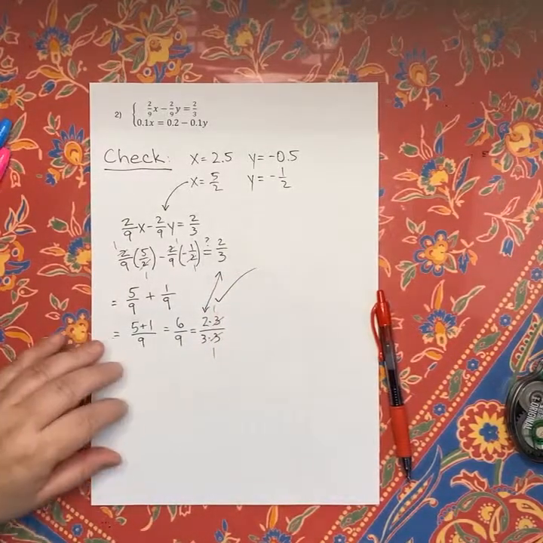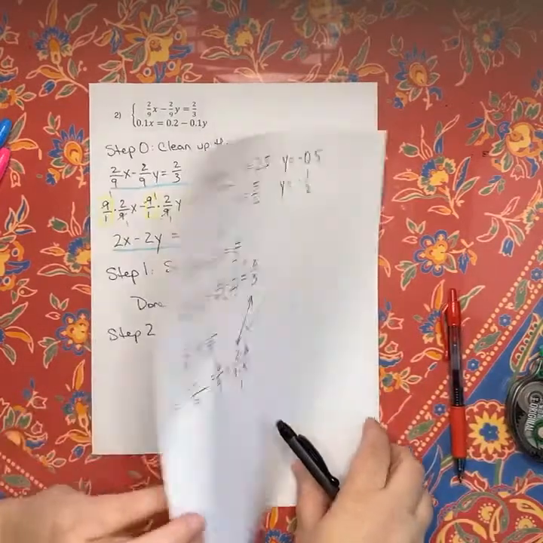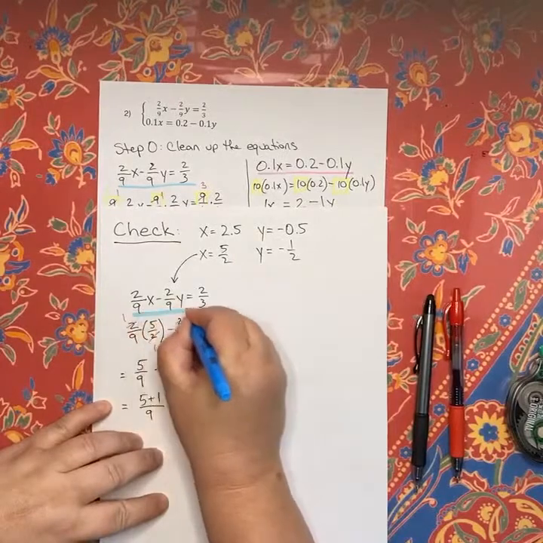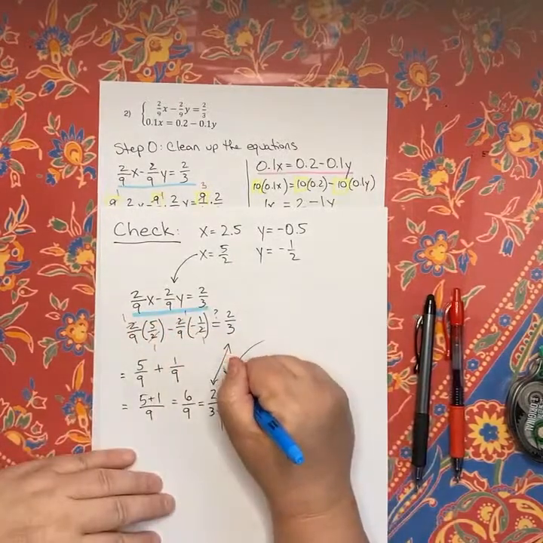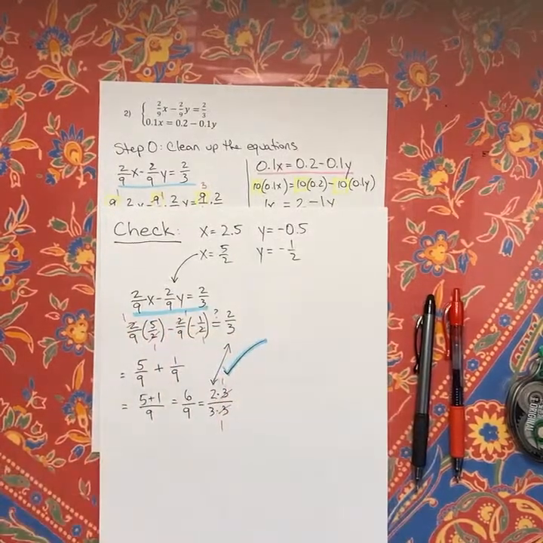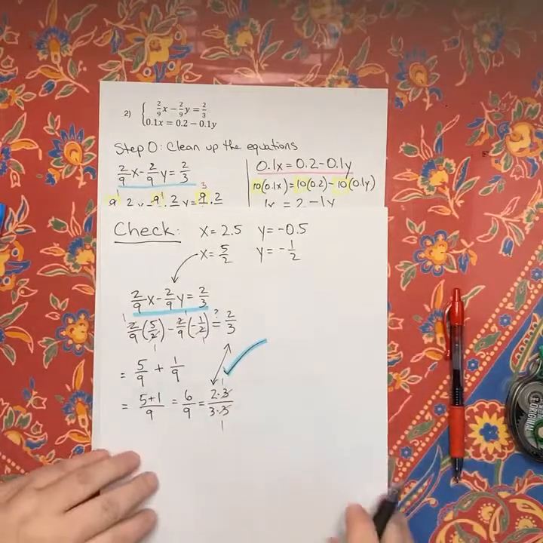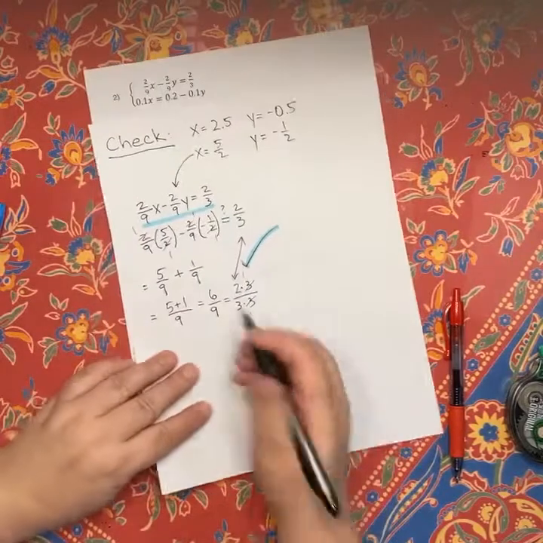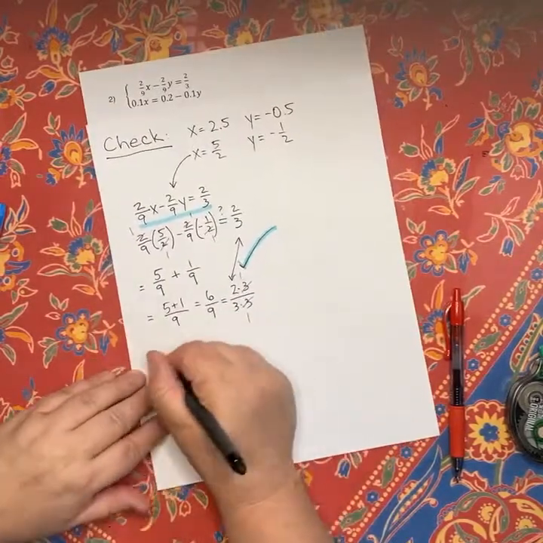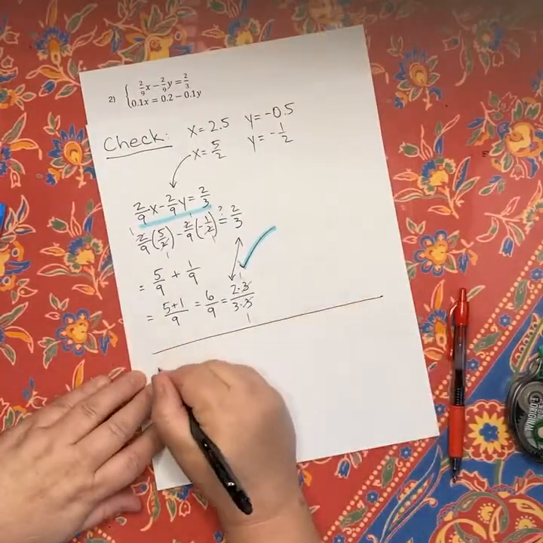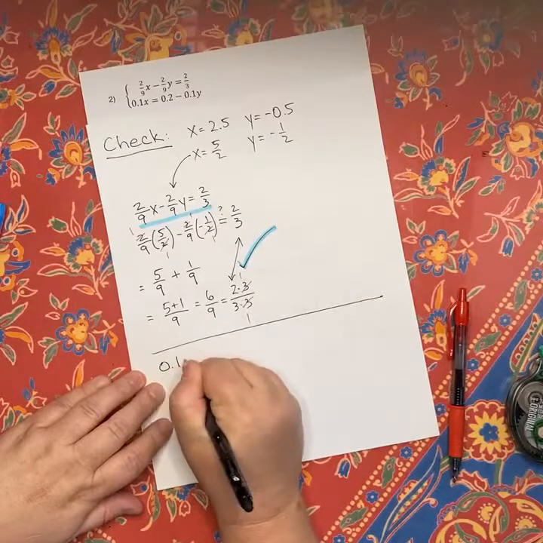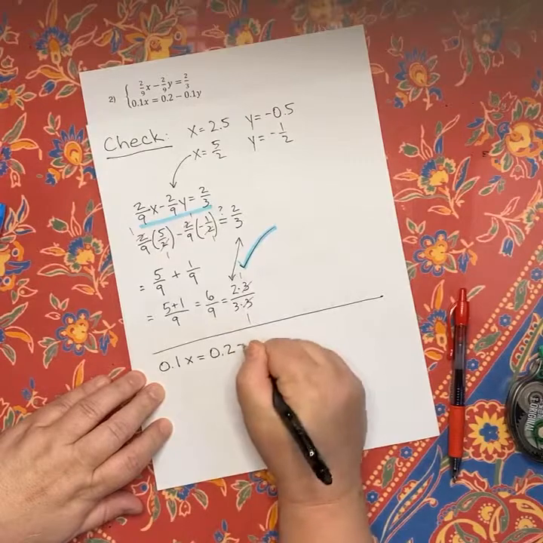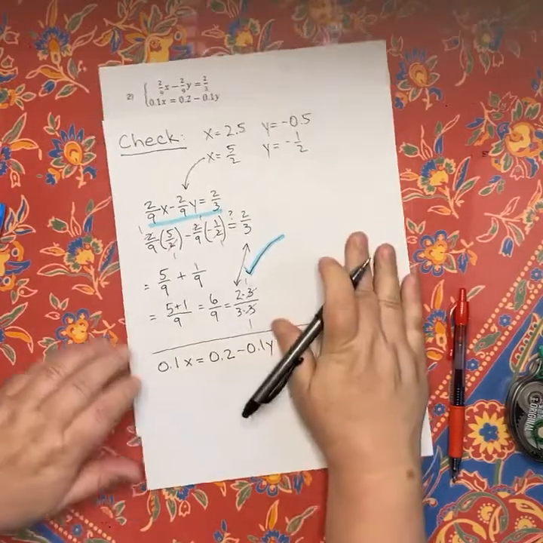Nice. Okay, so which of the equations was that? That was the blue equation. Blue equation is a check. Okay, so now let's try the other one. Pink. The pink equation. I'm going to draw a line so I can see what's going on. 0.1x equals 0.2 minus 0.1y.